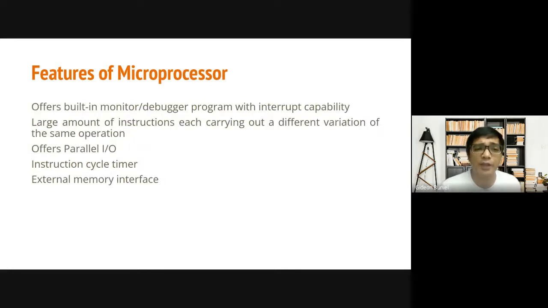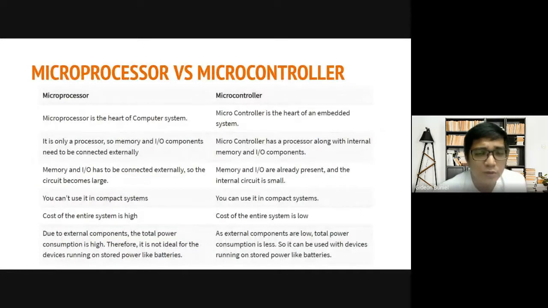For the features of microprocessors: offers built-in monitor debugger program with interrupt capability, large amount of instructions, each carrying out a different variation of the same operation. Offers parallel input-output, instruction cycle timer, and external memory interface. So imagine, these are also technical, but if we're familiar with these things, these are actually the features of the microprocessor. So, microprocessor versus microcontroller.